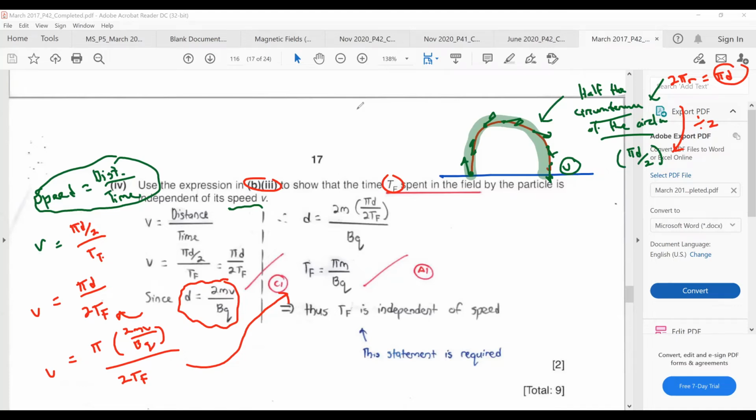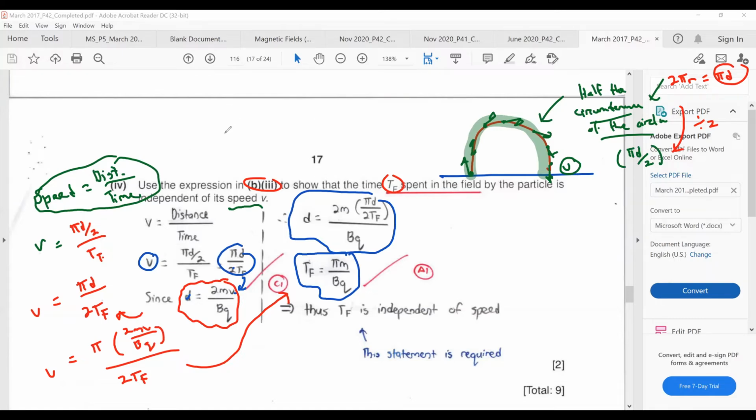The working that I showed here is more like I use v, I substitute inside. That's why I got this. I still got the same expression Tf equals pi m over bq. If you don't want to sub v inside here, and instead you want to sub d inside here, you will still get the same answer. All right, that part is okay.